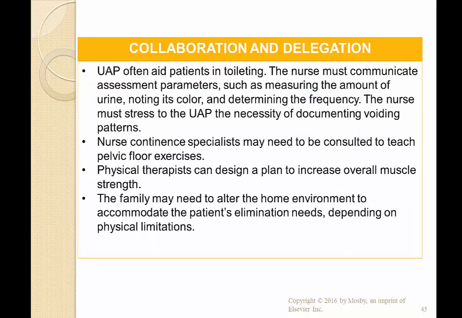So there is collaboration and delegation within this system. We know that our UAPs, unlicensed assistive personnel, like your CNA, are able to take the patient to the toilet. The nurse needs to be sure they know whether or not the patient is on I&O, whether they need to dump the urine or whether you need to look at it because you might need to know color or other things. There are also nurse continence specialists who teach about pelvic floor exercises. Some physical therapists also do this, and they may also design an exercise plan to increase overall muscle strength.